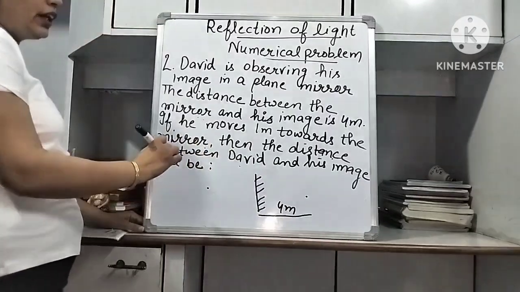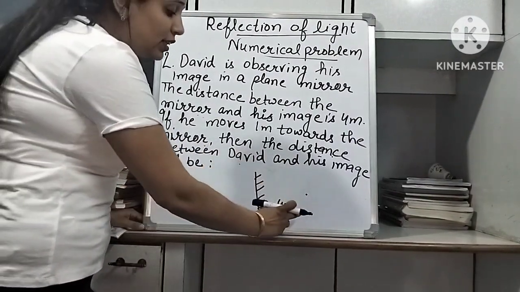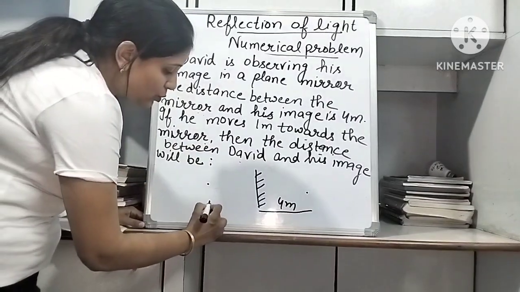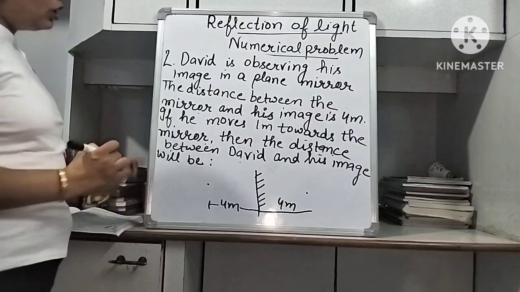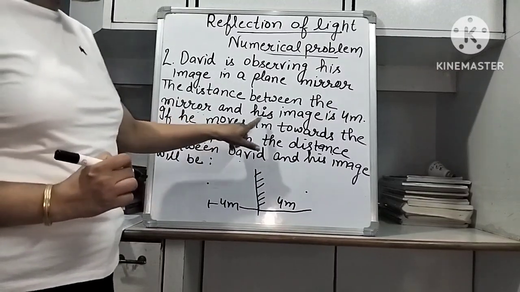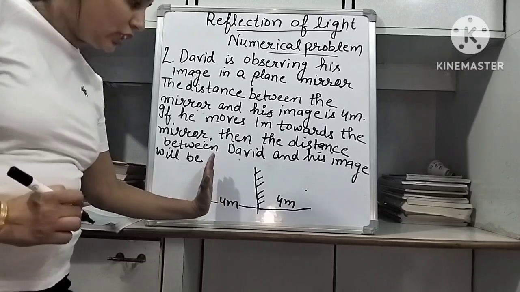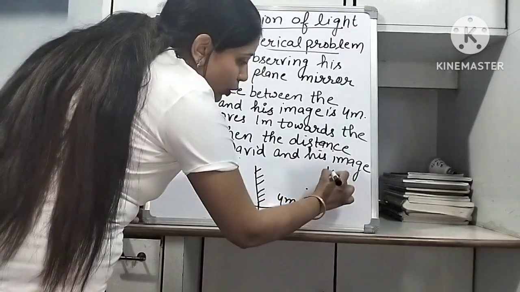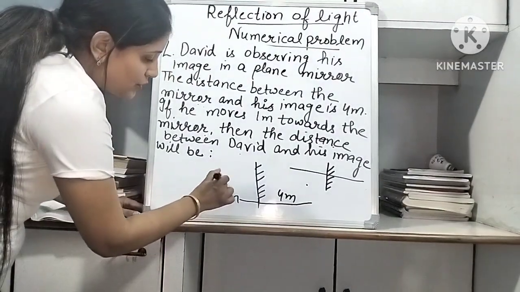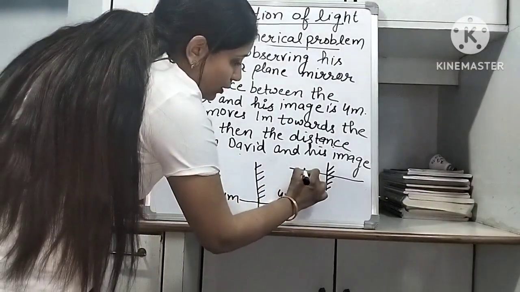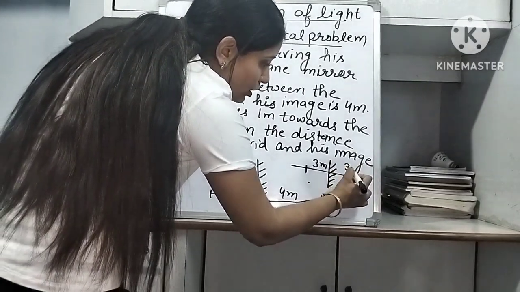We all know the characteristics of the plane mirror: if the object is at a distance, the image will be at the same distance. So the distance between David and the mirror is also 4 meter. Next line: if he moves 1 meter towards the mirror, again we draw a diagram. He moved 1 meter towards the mirror, so the distance becomes 3 meter. So the image will also move. This is also 3 meter.